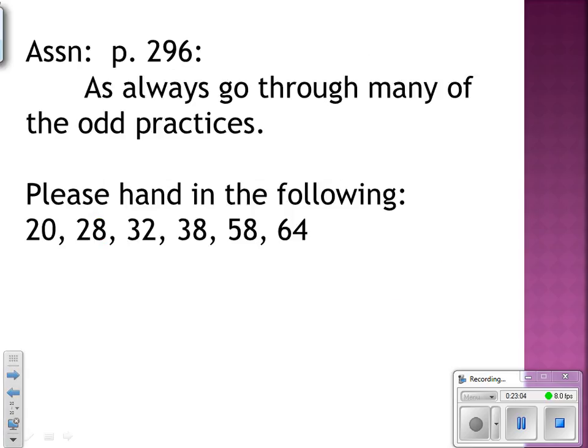Okay, I do want you to hand a few in. So take a look at a bunch of them on page 296, but in particular 20, 28, 32, 38, 58, and 64.